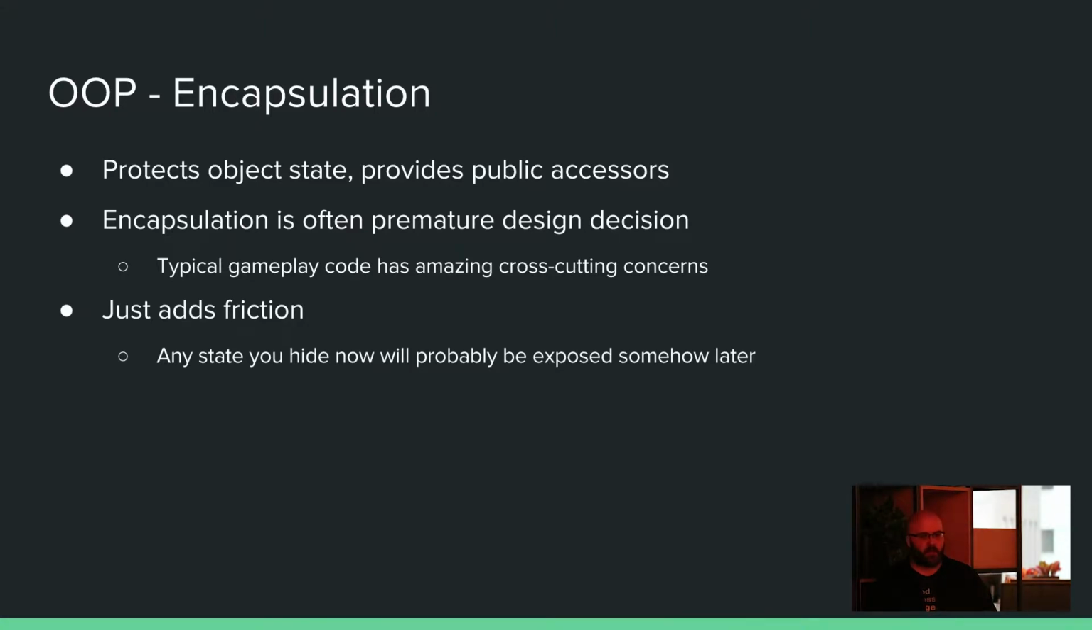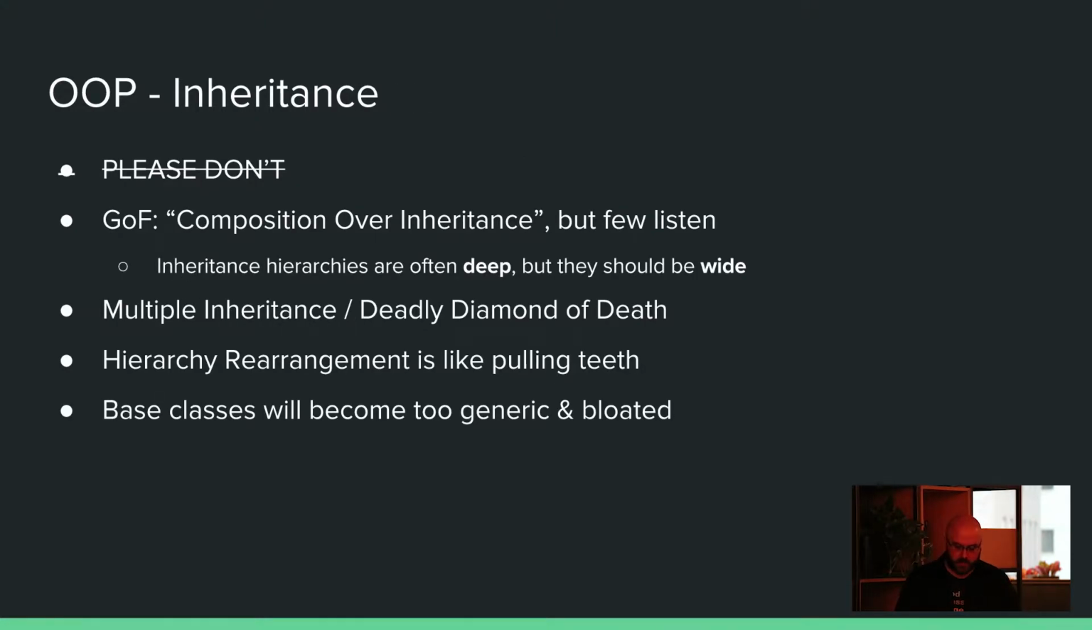Like if I'm working on a breakout clone, my designer can come up to me and say, oh, well, when the ball hits the brick, it needs to create some particle effects, and the brick needs to get destroyed, and the score needs to go up. So already I'm dealing with so many different orthogonal and disparate parts of my game and my engine, and encapsulation will more often than not get in the way. You set everything to private, but then eventually you're going to have to resort to private setters, public getters, just everywhere. In my opinion, it just adds friction, because any state that you hide now will have to be exposed somehow later.